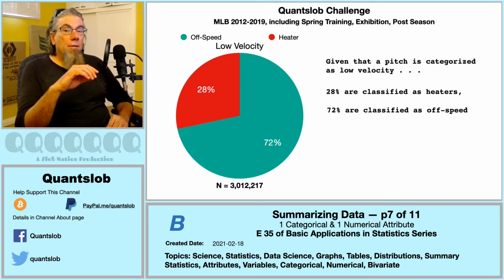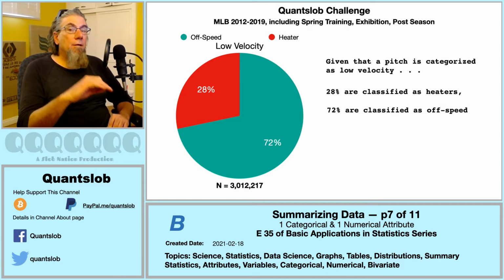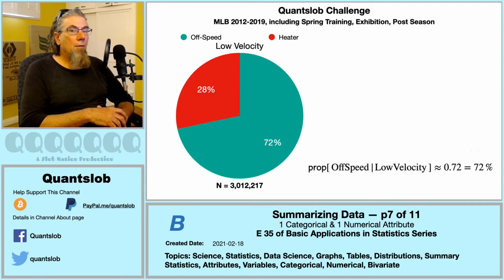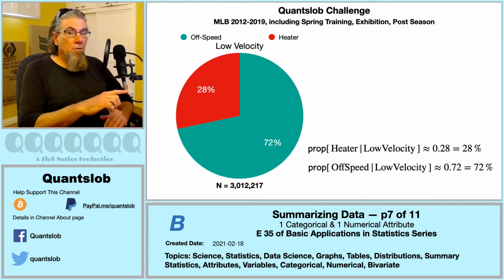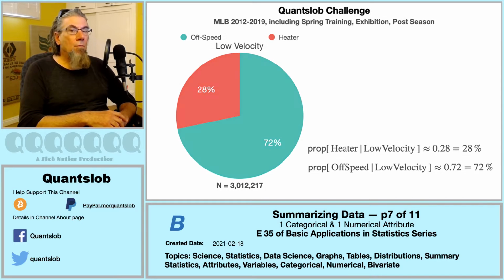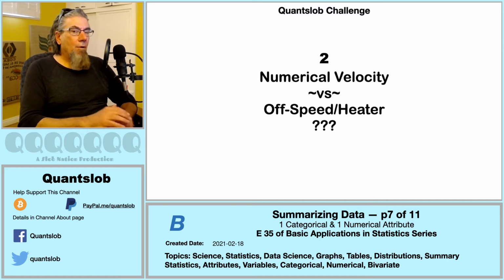So for example, considering only low velocity pitches in our data, about 28% are heaters, while about 72% are off-speed. Another more conversational way of saying this might be about 28% of low-velocity pitches are heaters, while about 72% are off-speed. Symbolically, we can write our conditional proportion functions. The proportion of low-velocity pitches that are heaters is about 0.28, and the proportion of low-velocity pitches that are off-speed is about 0.72.